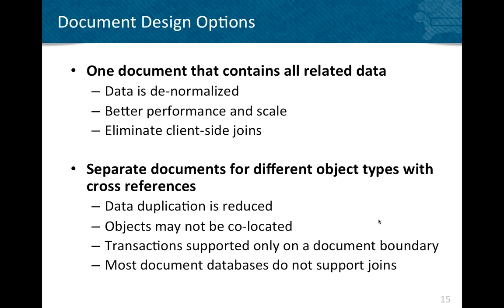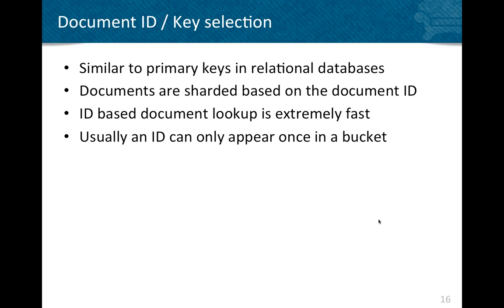Transactions are supported on a document boundary, and so that's something that you probably want to be aware of as well. And so if you're updating multiple documents at a time, that might not be an atomic operation. And in general, most NoSQL databases don't support joins at the back end, which means that to match documents or filter documents, you might have to do some additional work at the application tier. And so these are the two design options when it comes to document modeling.